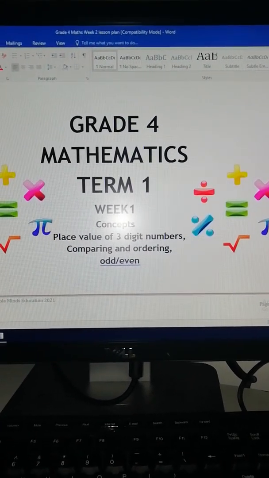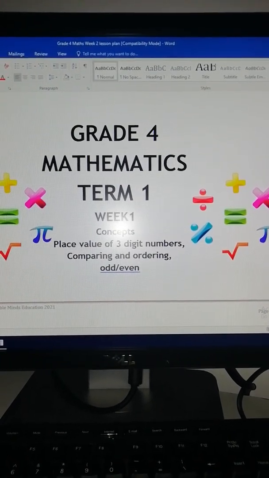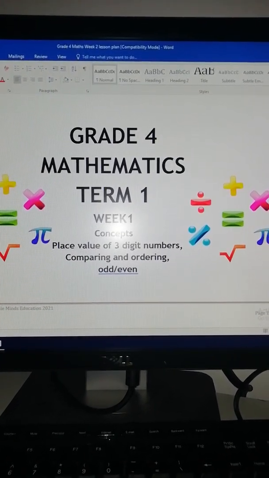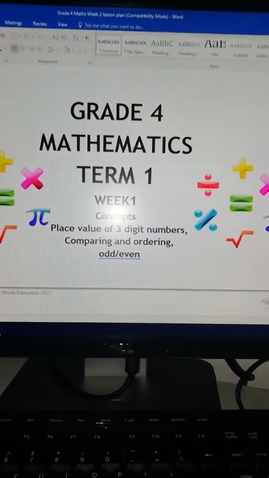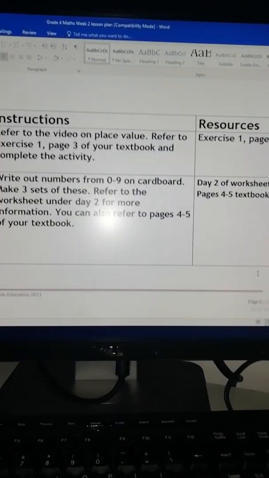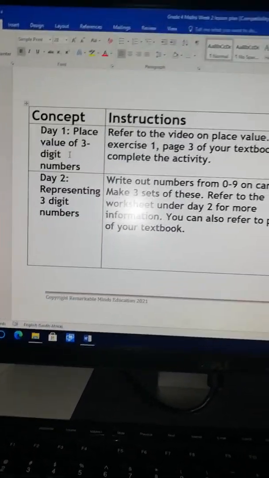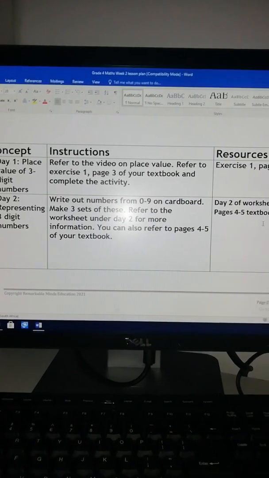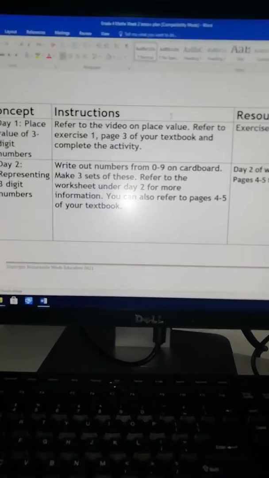So for this week, we're looking at the place value of 3-digit numbers. We will be comparing and ordering numbers, and we will be looking at odd and even numbers. For our lesson for today, we are looking at day 1, the place value of 3-digit numbers. It says, refer to the video on place value. Complete exercise 1, page 3 of your textbook. Right, so we are here now.